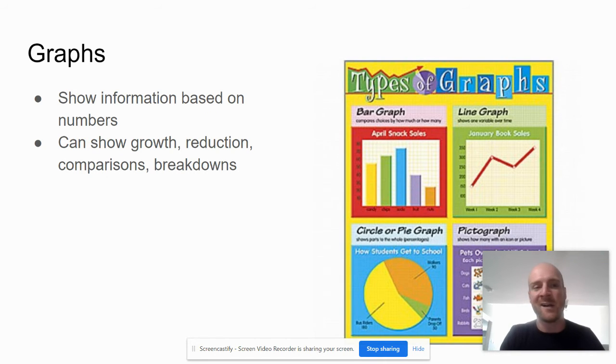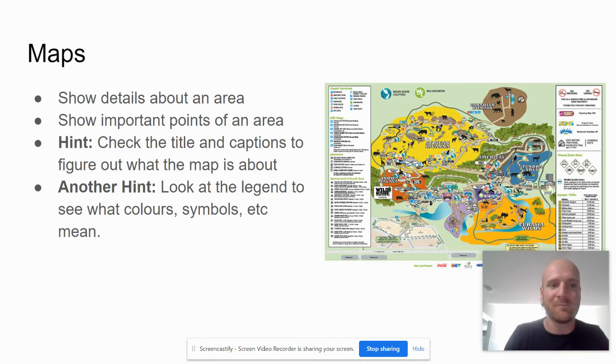Graphs. Already talked about this. So it shows information that's based on numbers. It can show growth. It can show things going down. It can compare two things. It can show you how much of something is something. So different graphs tell a different story.